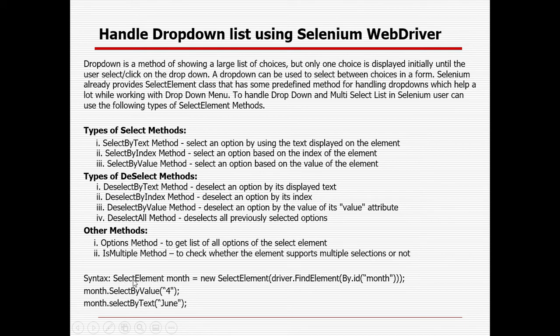So this is the syntax. We can create a variable for that element. Then with the help of SelectElement, we can create a variable again with the help of the new SelectElement class. And with that variable, we can use SelectByValue, SelectByIndex, SelectByText, DeselectByText, DeselectByIndex, DeselectByValue, or DeselectAll, as well as check whether it is multiple and get the list of options from the drop-down.